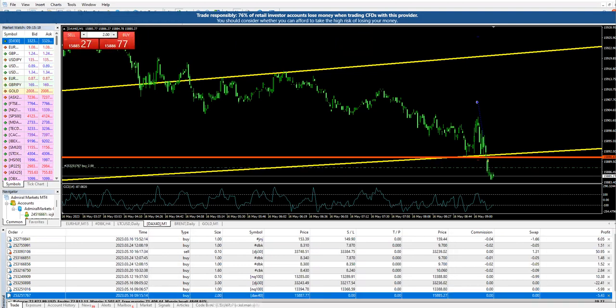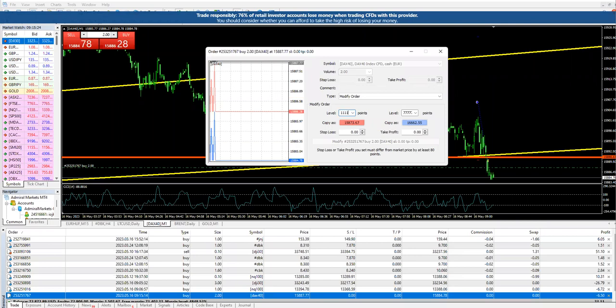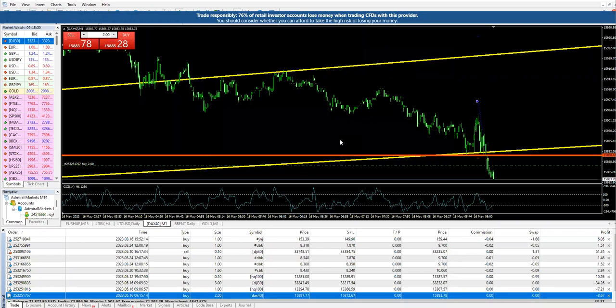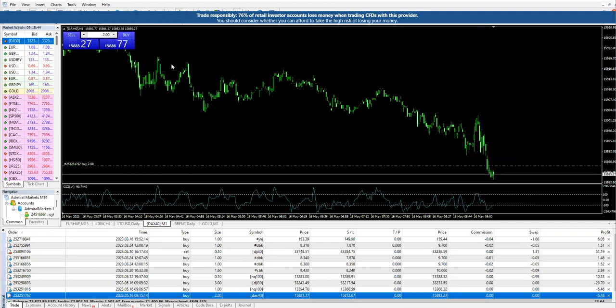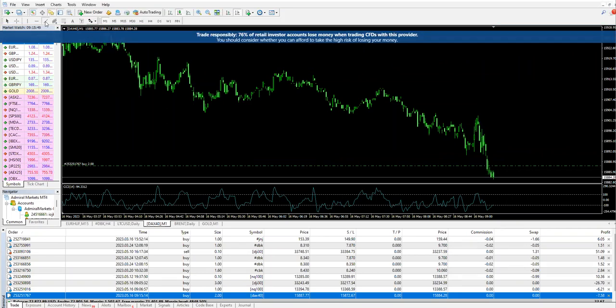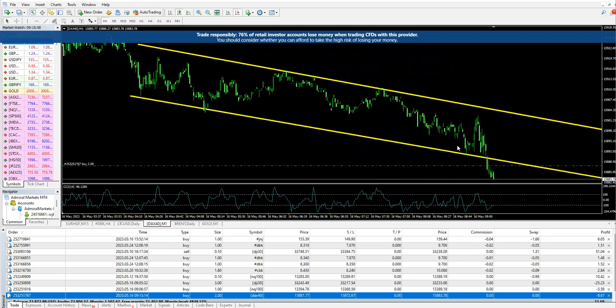I will set the stop loss to 10 points or 11. Because now it's too risky. Let me draw trend lines because we have time. First trend line is this one, and the second is this one. We are out of this trend channel.